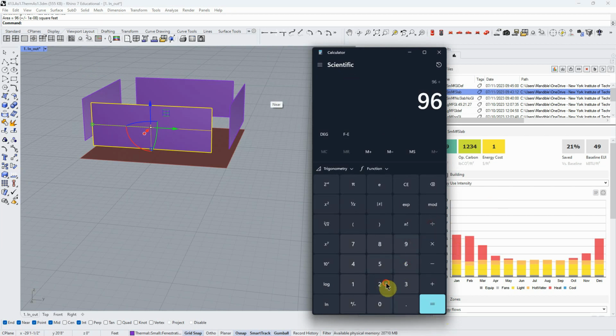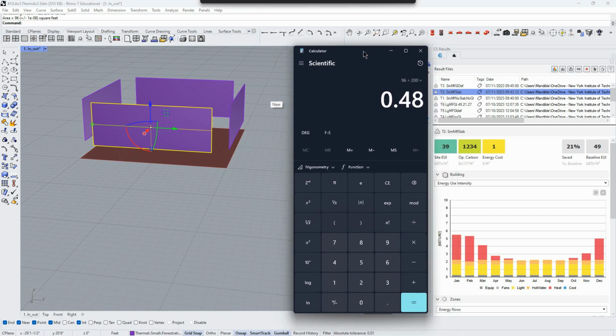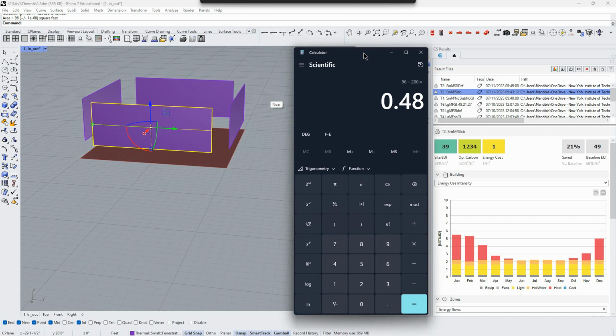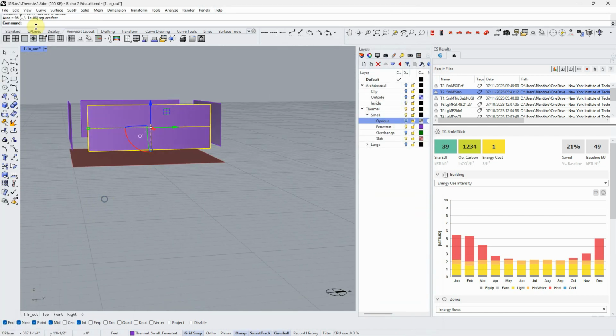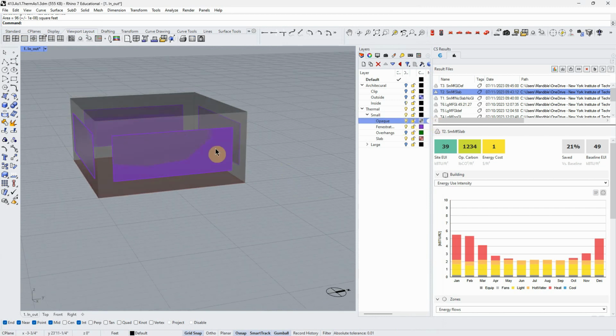But let's just go ahead and do it. 96 divided by 200, about 50% glass. That's actually a lot more glass than code allows. Something else to talk about. But anyway, we have a 50% window to wall ratio is what that's called, and that's a term you're going to hear. Just good information to have. So I've got these windows.